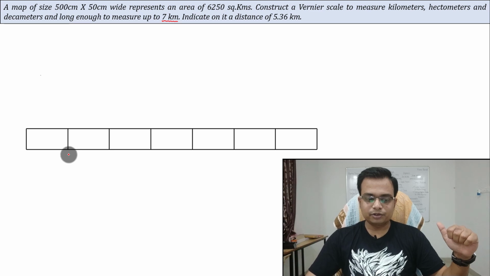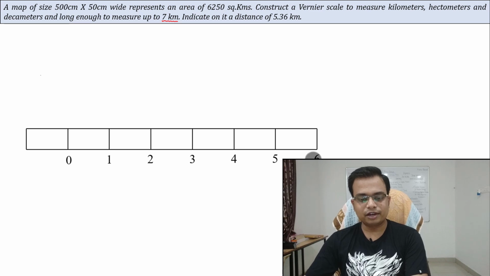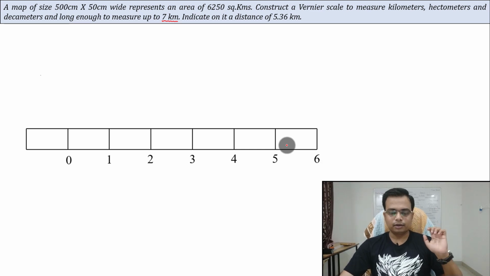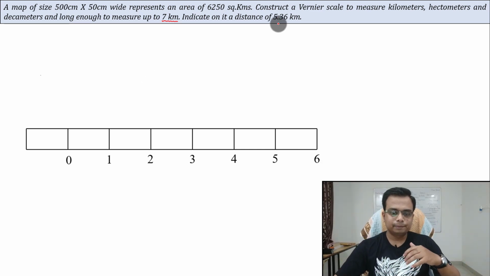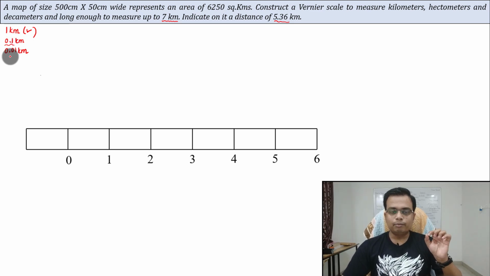At the end of the first division, we'll put a 0 over here, and then in sequence 1, 2, 3, 4, 5, 6. Now the divisions are such that each shows a distance of 1 kilometer. As you can clearly see, this is 5.36 kilometers. So the scale should be good enough to read up to 1 kilometer, up to 0.1 kilometer, and also up to 0.01 kilometer. How can this be achieved? To make sure that your scale is good enough to read up to 0.1 kilometer, that is 1 hectometer.